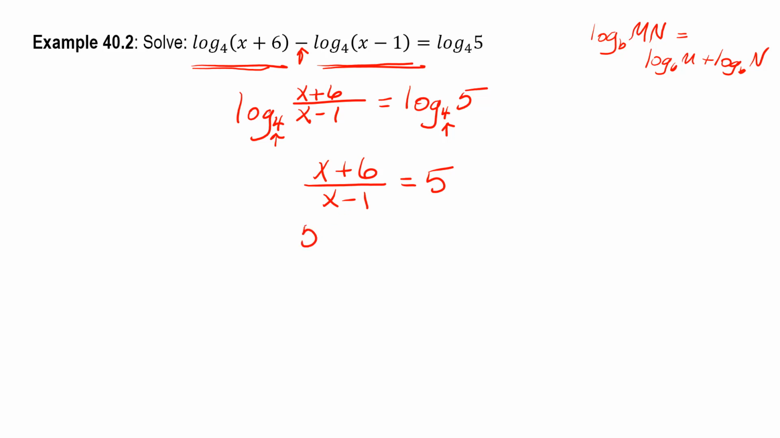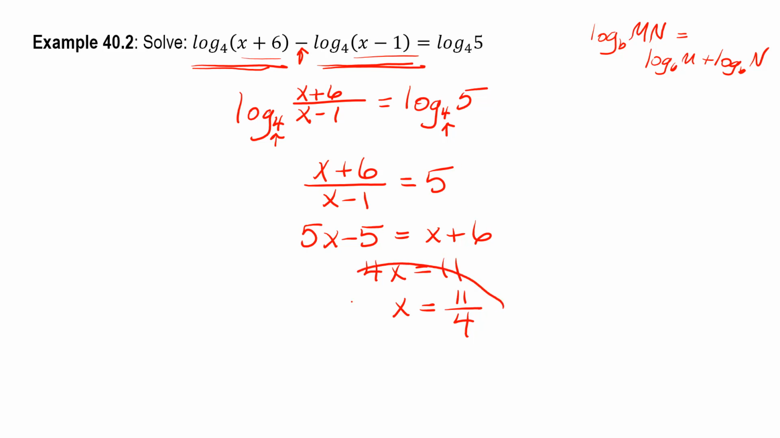Cross multiply, you've got 5x minus 5 equals x plus 6. So 4x equals 11, so x equals 11 over 4. And so you can go back and check, make sure that both arguments are not negative when you put in 11 fourths. 11 fourths plus 6 is positive. 11 fourths minus 1 is also positive. So this is the solution.